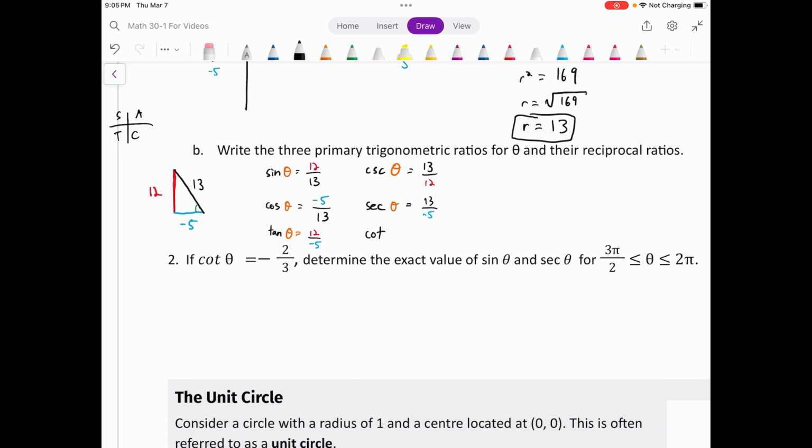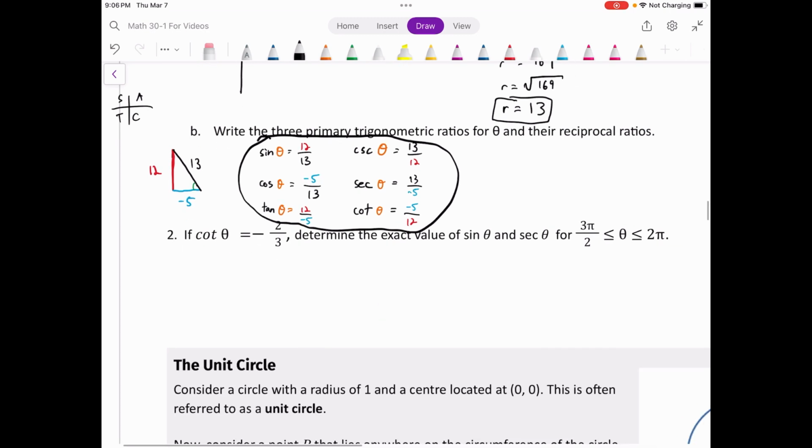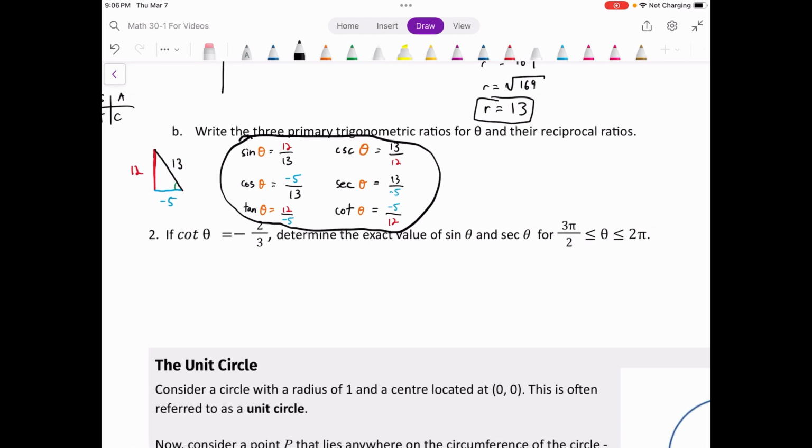Cotangent, what's that going to be? Well, if tan was 12 over -5, then cotan is going to be -5 over 12. X over y instead of y over x. Okay, and there we go. We wrote the three primary trig ratios and their reciprocal ratios. They're just comparisons of two sides of the triangle, right? The ratios of two sides of the triangle. The reciprocal ones just flip the ones we're used to from previous courses, but they're still just ratios.